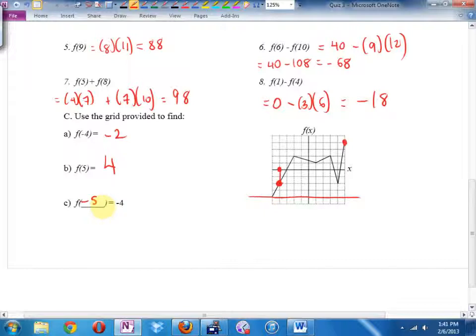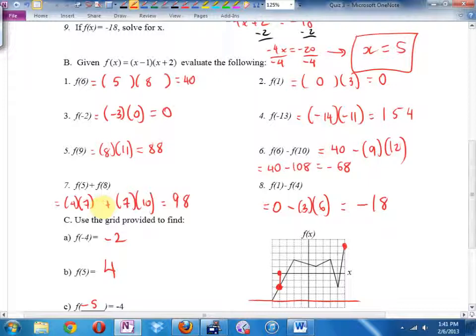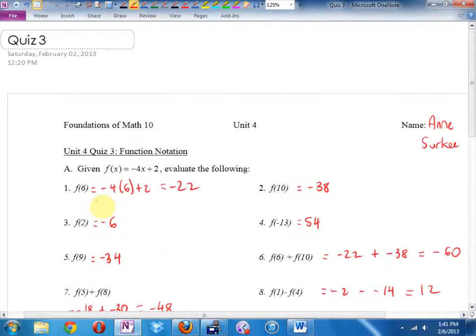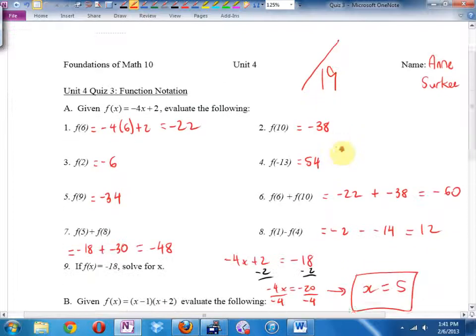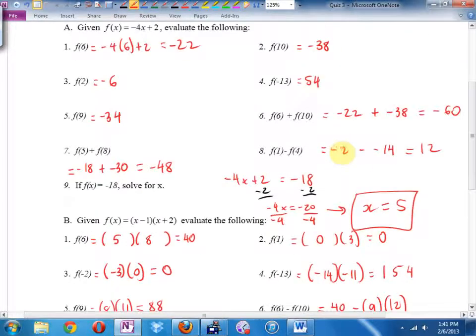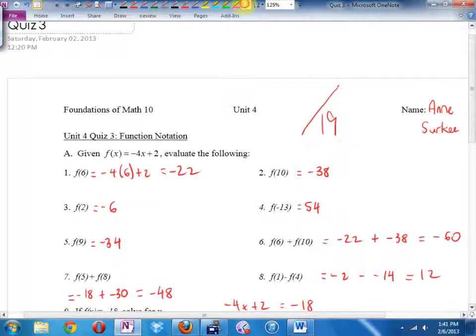Give yourself a score out of 8 plus 8 is 16 plus 3. Is it out of 19? Sorry, I missed number 9. So it's out of 20? Even more gooder. So give yourself a score out of 20.